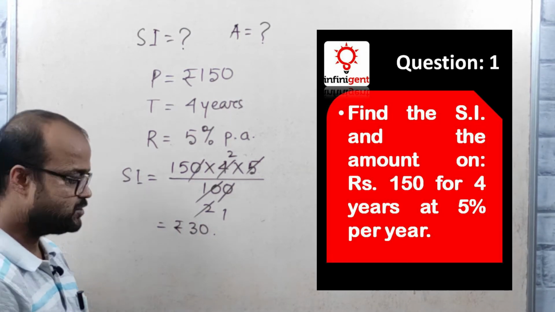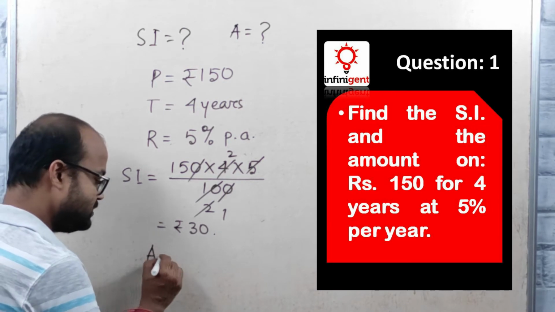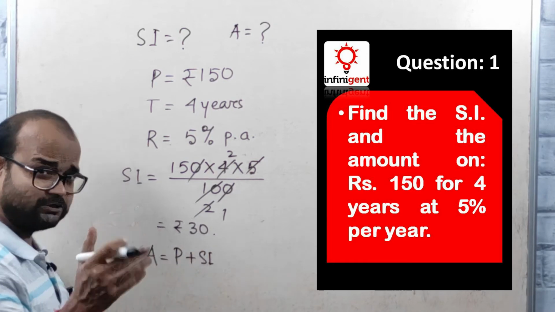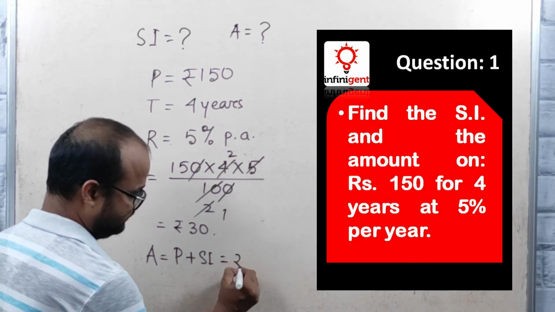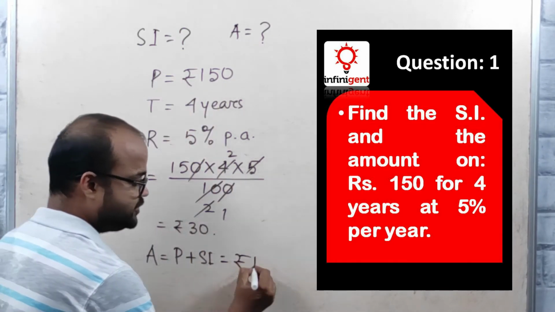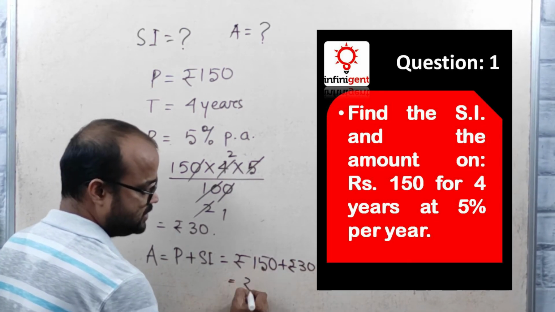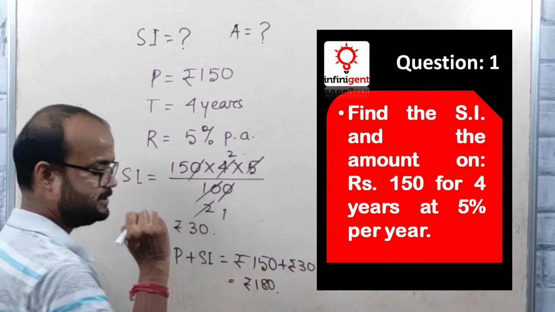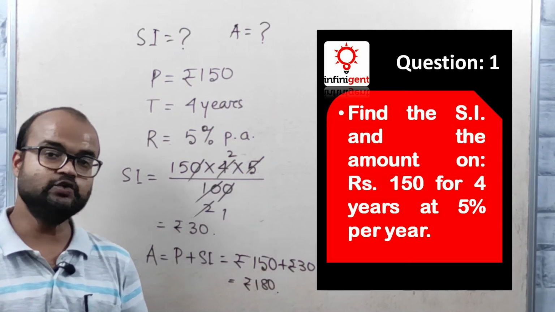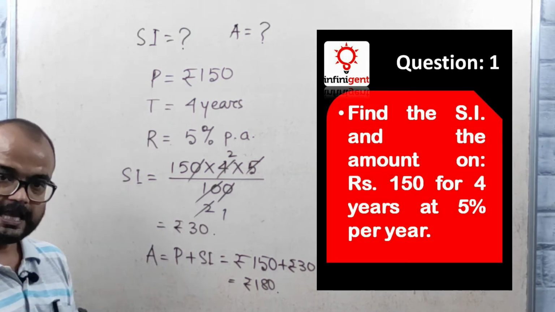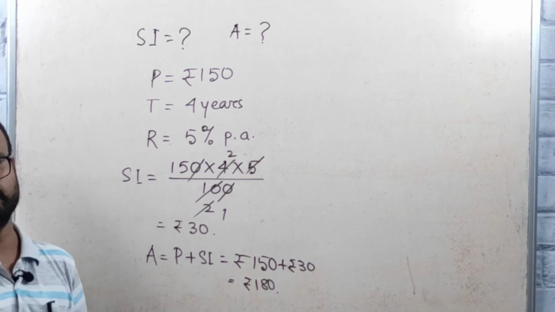Simple interest is rupees 30, and amount means principal plus simple interest. You can write SI or simply I. So this will be rupees, principal is rupees 150 plus rupees 30. That means amount is rupees 180. So you need to write down the given information, then apply the formula and simplify. Let us take our second problem.